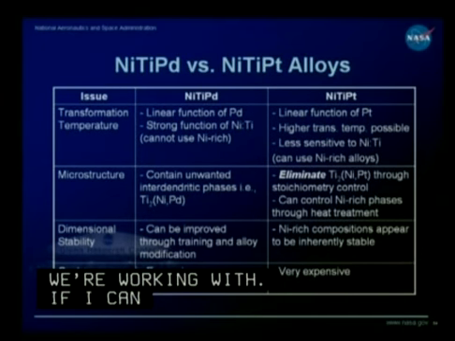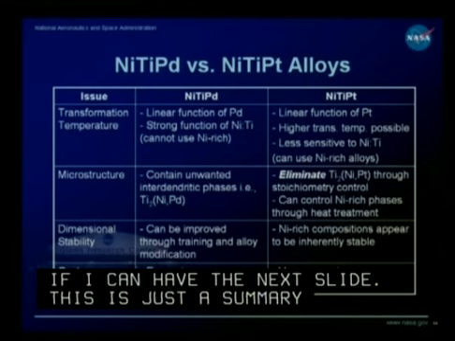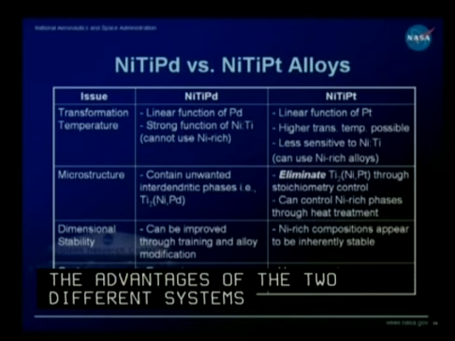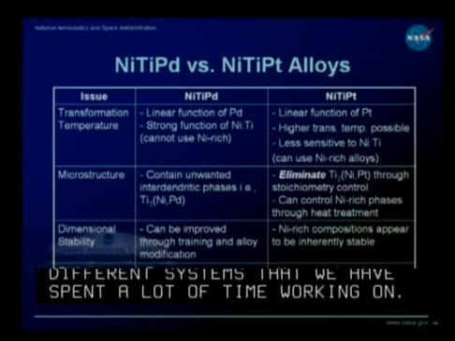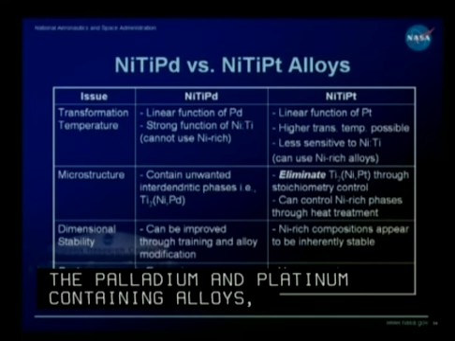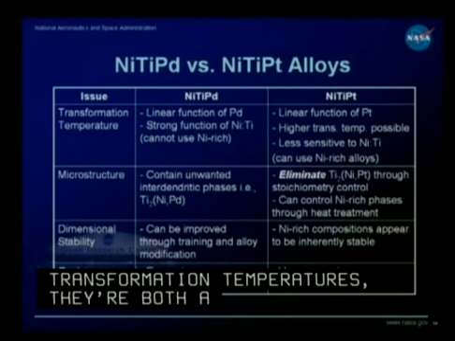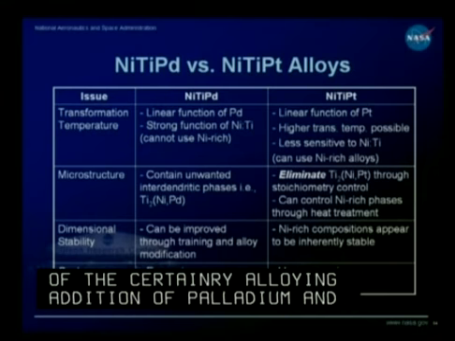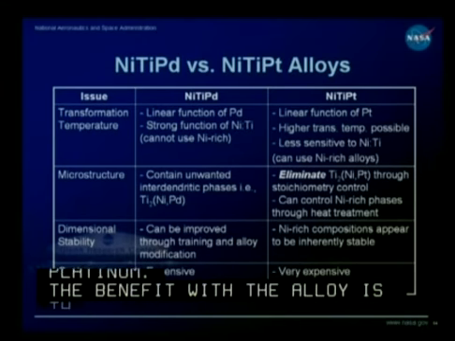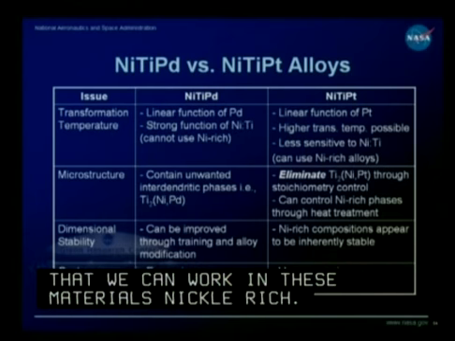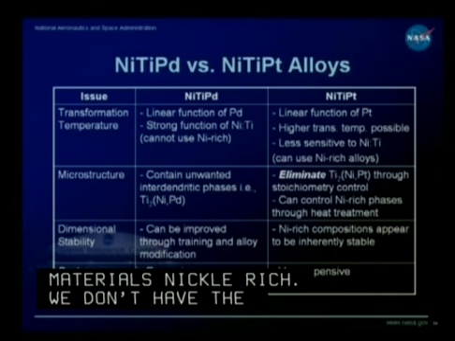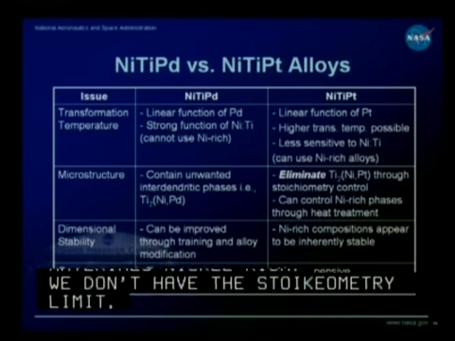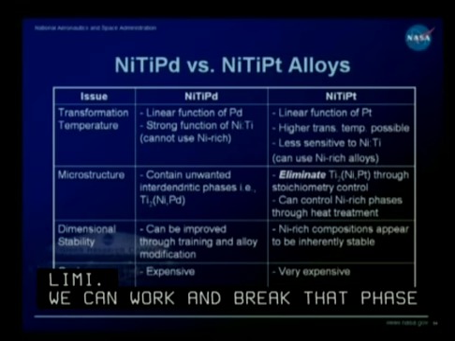This is just a summary then of the advantages of the two different systems that we've spent a lot of time working on, the palladium and the platinum containing alloys. Transformation temperatures are both a linear function of the ternary alloying addition, the palladium and platinum. However, the benefit with the nickel-titanium-platinum alloy is that we can work in these materials nickel-rich. We don't have the stoichiometry limitation. That frees us up to do things with the microstructure. Ti2Ni is a bad phase. We're kind of stuck with that in the titanium-rich alloys, but we can't help it. All we can do is mechanically work and break that phase up. In the platinum-containing alloys, we can eliminate it. We don't have to worry about that phase.